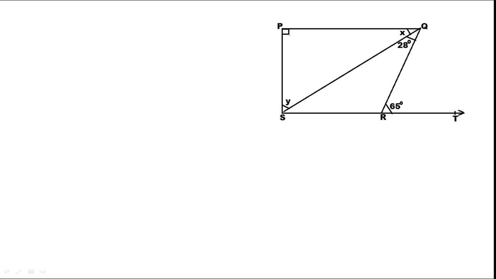This is a right angle triangle, so this is 90 degrees. Now what I am writing? Since PQ is parallel to SR, I can write ST also. PQ is parallel to ST. Now angle PQR is equal to angle TRQ. Why? Alternate interior angles are equal.